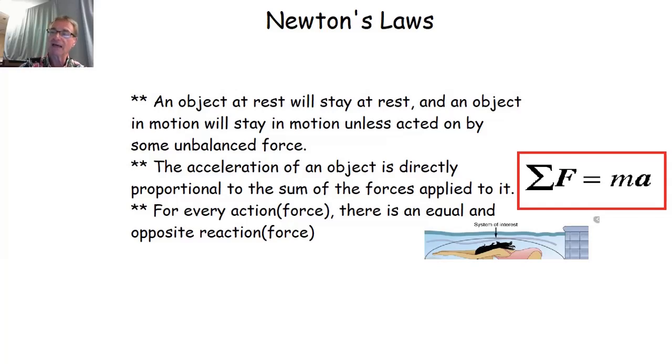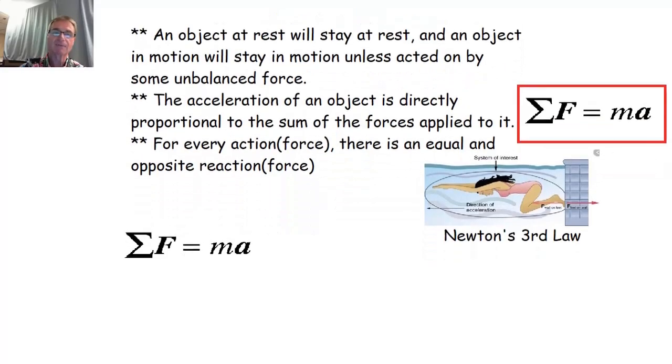So the laws that he has, there's 3 of them. The first one is that an object at rest will stay at rest, and an object in motion will stay in motion unless acted on by some unbalanced force. So it's easy for us to see or contemplate that an object at rest is not going to begin moving unless some unbalanced force acts on it. That's pretty easy for us to imagine.